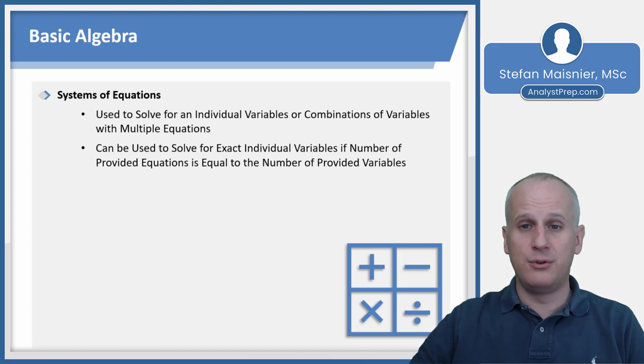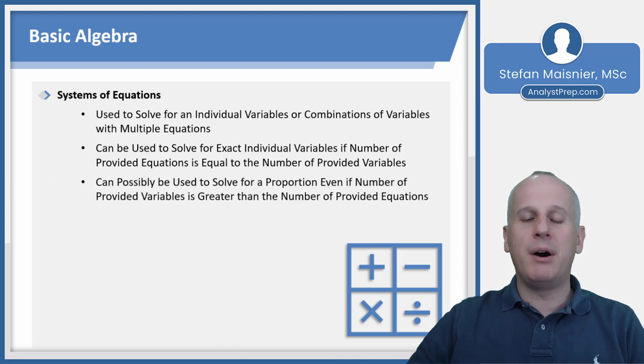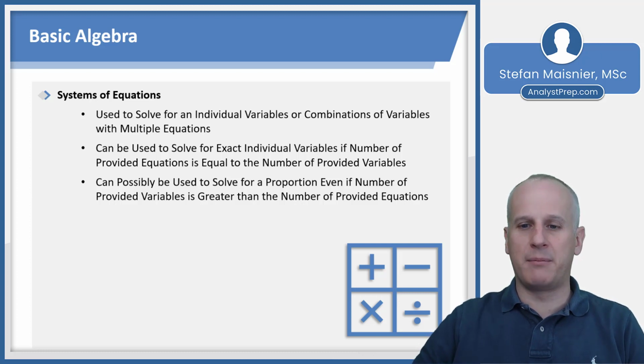So I need 2 unique equations to solve for 2 unique variables. I need 74 unique equations to solve for 74 unique variables, so on and so forth. But you can also solve for a proportion, even if the number of provided variables is greater than the number of provided equations. So this is the "in terms of" stuff. I can figure out what S is related to T if I just have one equation relating S to T, because I can see what their relationship is to each other, even if I don't know exactly what the value of S or T is.